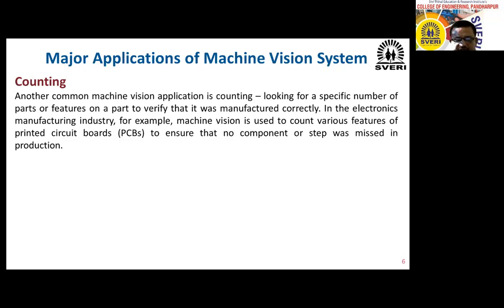Next is counting. Another common machine vision application is counting, looking for a specific number of parts or features on a part to verify that it was manufactured correctly. In the electronics manufacturing industry, for example, machine vision is used to count various features of printed circuit boards to ensure that no component or step was missed in production.